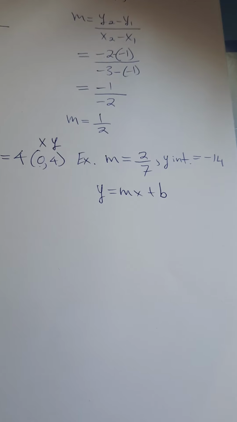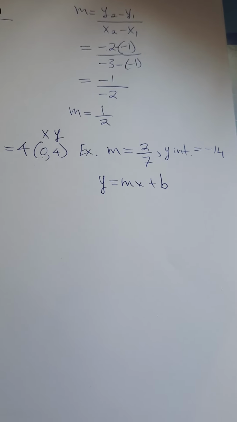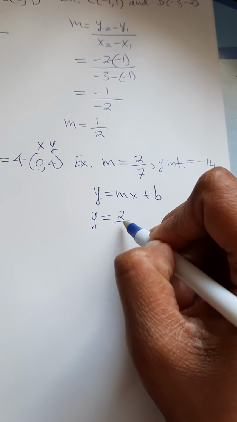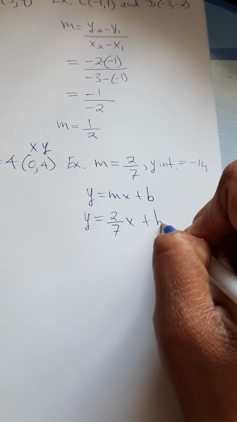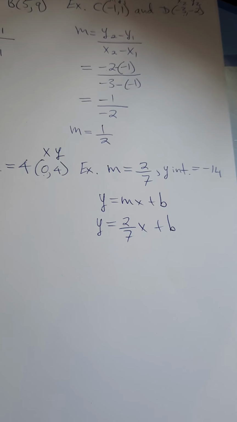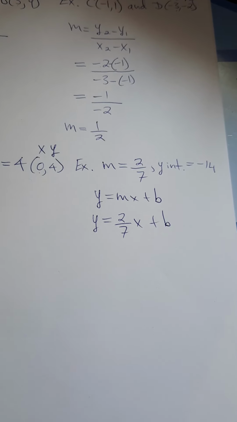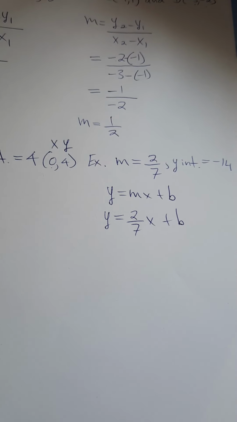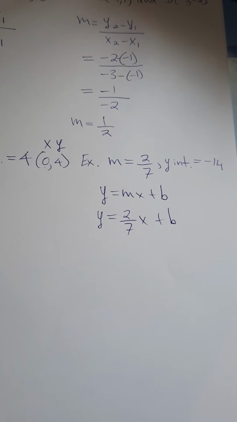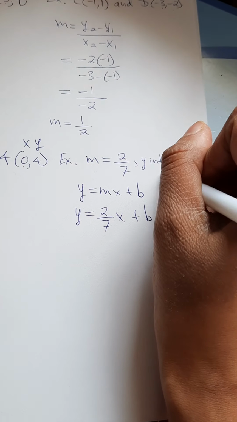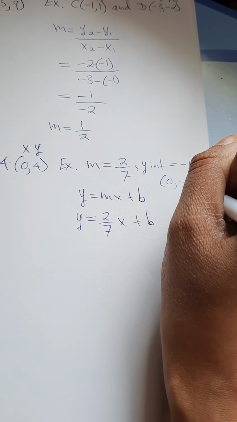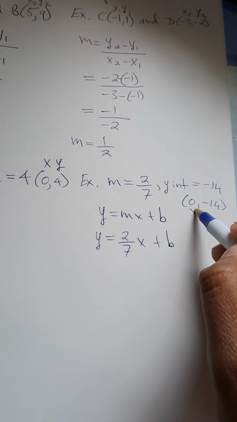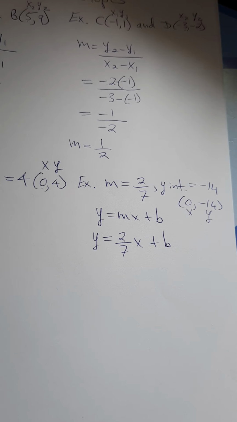We're going to substitute this value in. So let's sub in our value for m: 2 over 7x plus b. I'm always substituting the value for m, so don't worry if it is a fraction, because I just want to solve for the value of b, which is the y-intercept. Make sure you're writing this as a point: 0, negative 14.